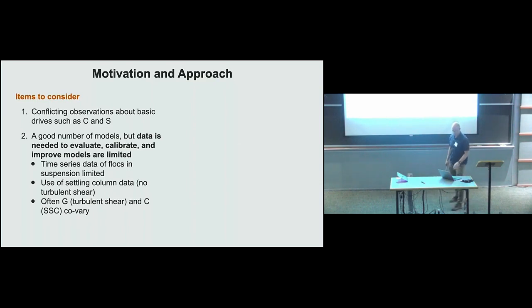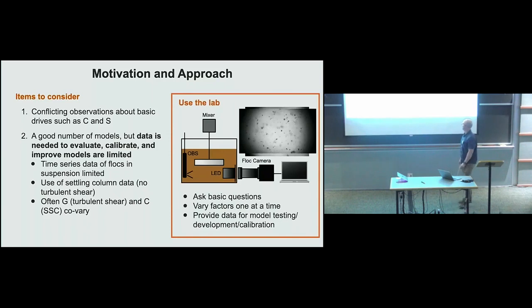So what we started to do is run lab experiments where we made nice measurements of the particle size distribution, and we took time to vary parameters that we think could influence flocculation one at a time, rather than having them co-vary. In the field, the turbulence, stress, and concentration almost always co-vary. Like in a tidal cycle, you increase your stress, you increase the concentration. It's hard to disentangle those two things and look at them independently and build models.